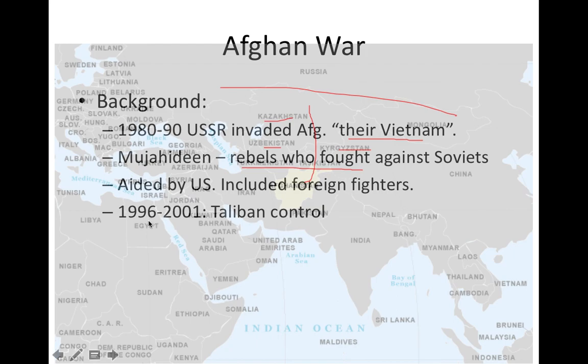And for about 5 years in the late 90s, the Taliban were able to take power in Afghanistan. They provided a haven for a terrorist group that sprang up, Al-Qaeda, led by Osama bin Laden, who is from Saudi Arabia and had originally fought as one of the Mujahideen and had been helped by the United States. But once the Soviets had been driven away, he turned his attention to attacking Western countries, and particularly the United States.